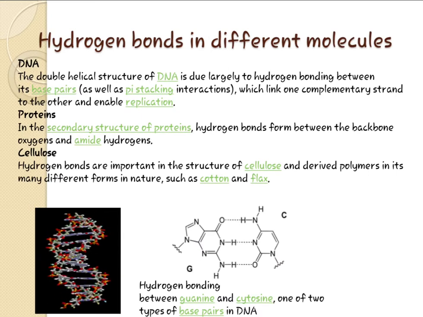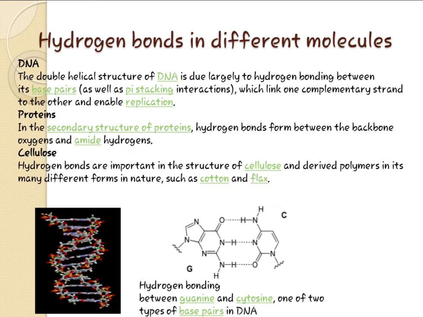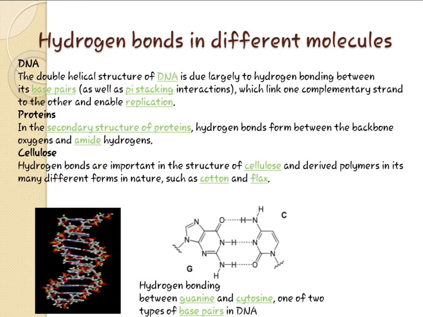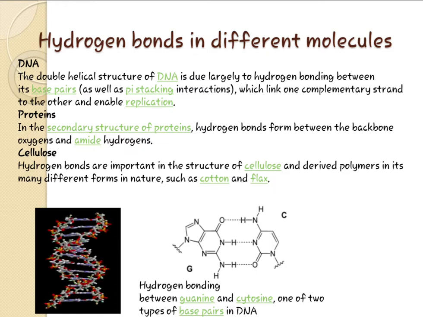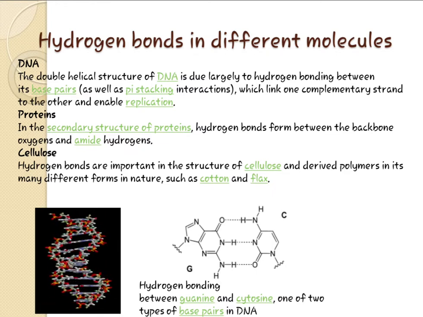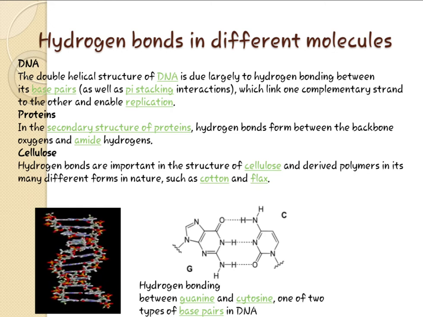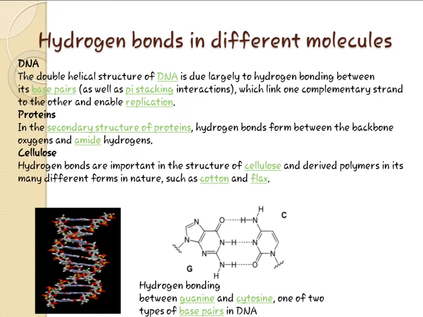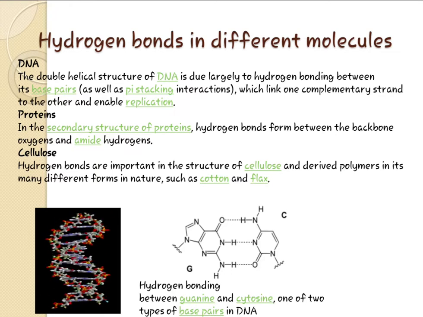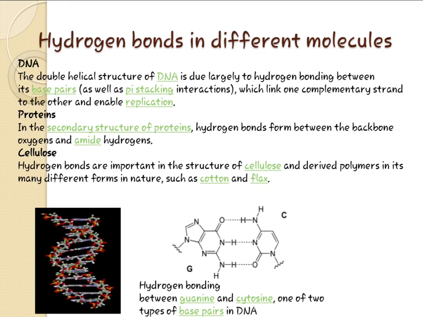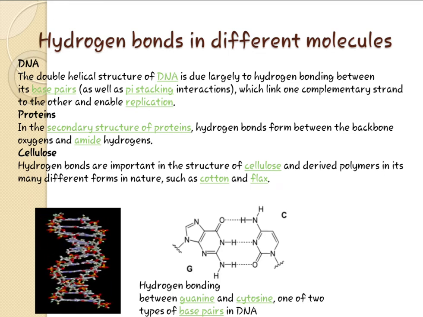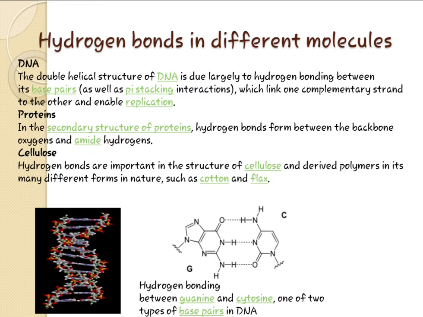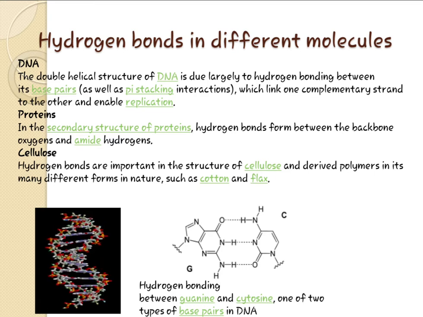Why are hydrogen bonds very important in different molecules? For example, in DNA, the double helical structure of DNA is due largely to hydrogen bonding between its base pairs, which link the complementary strands to each other and enable replication. Okay. And in proteins, in the secondary structure, hydrogen bonds form between the backbone oxygen and the amino acid.